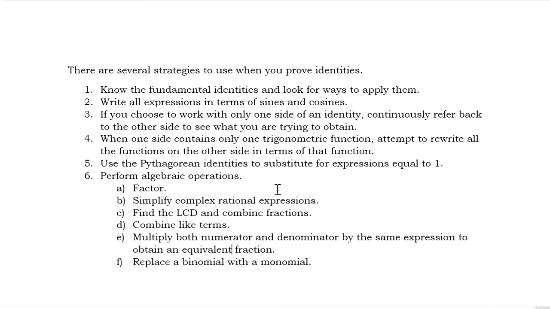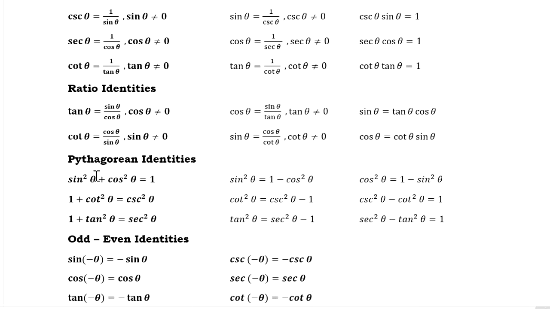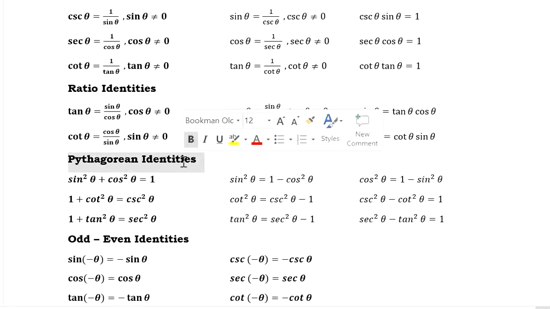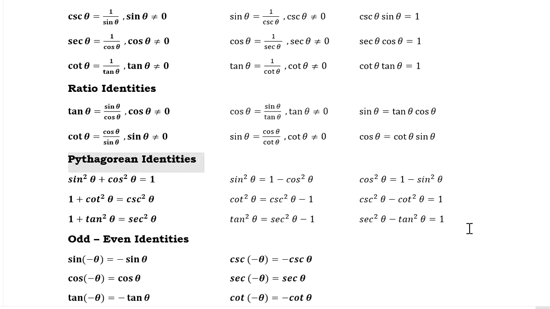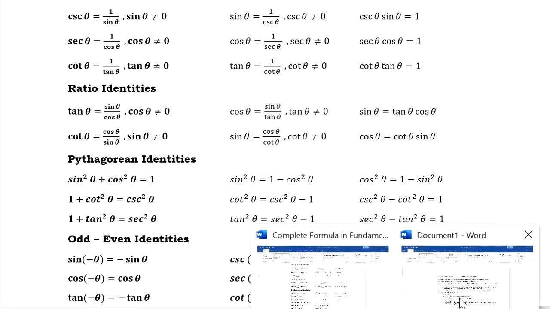Okay, number 5, use the Pythagorean identities to substitute for expressions equal to 1. If you will notice sa ating Pythagorean identities, ito yan, di ba? You will notice, lahat ng identities natin dito is merong squared, merong 1, and you will see you have addition, tapos meron tayong subtraction. Pag may nakita kayong ganyan, pwede kayong pumunta dito agad. Ayan, yun na yung pinaka-clue niya.